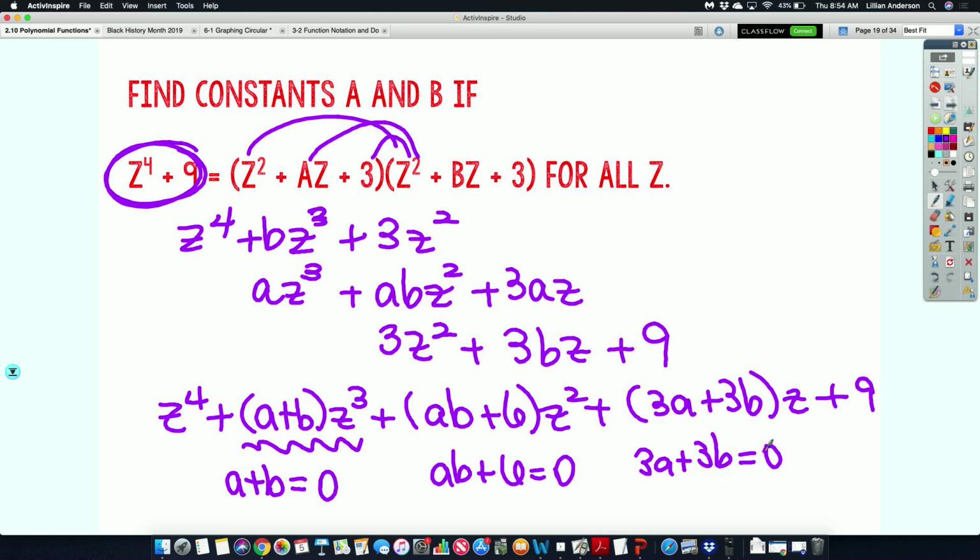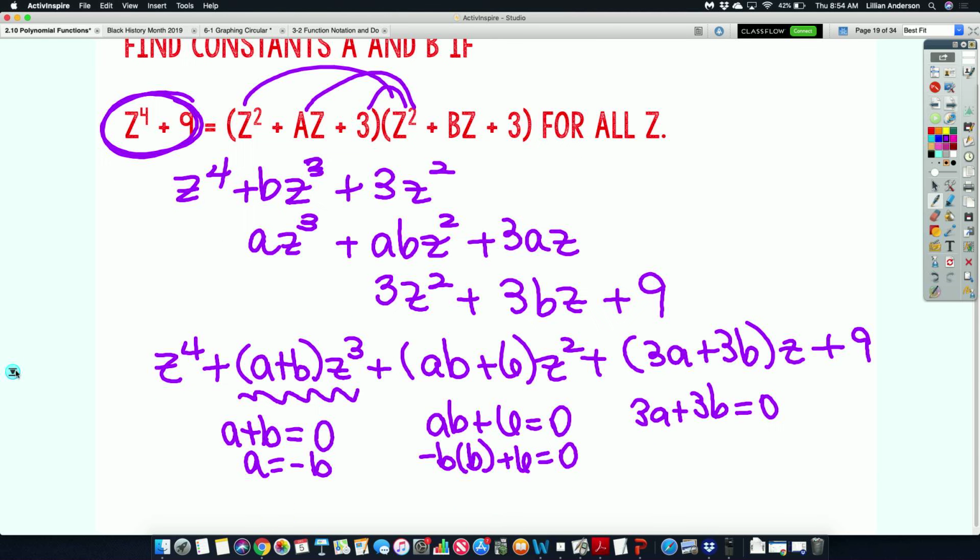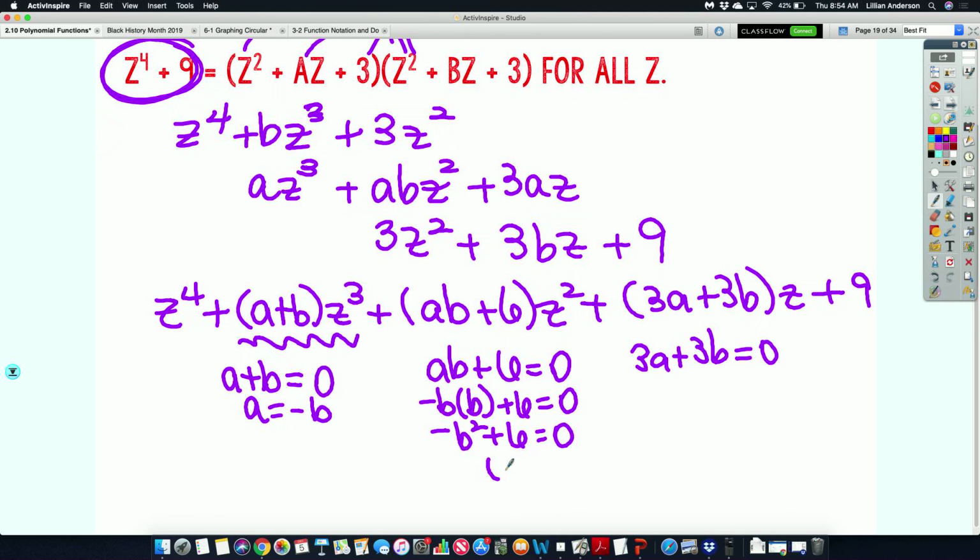Okay? But we can use these equations to basically solve for A and B. You can do this using substitution. If I solve for A for this equation, I could plug in a negative B for A into this problem. So this becomes negative B times B plus 6. Then I can solve this. This would be negative B squared plus 6 equals 0. 6 equals B squared.